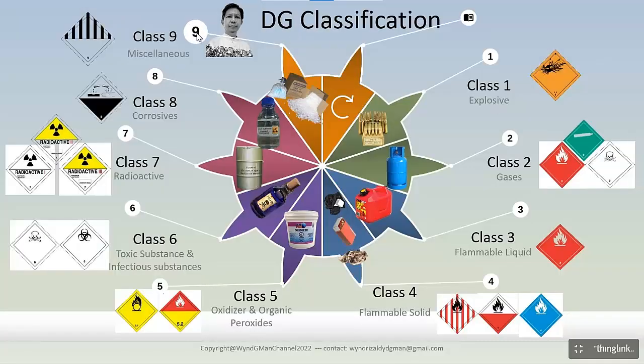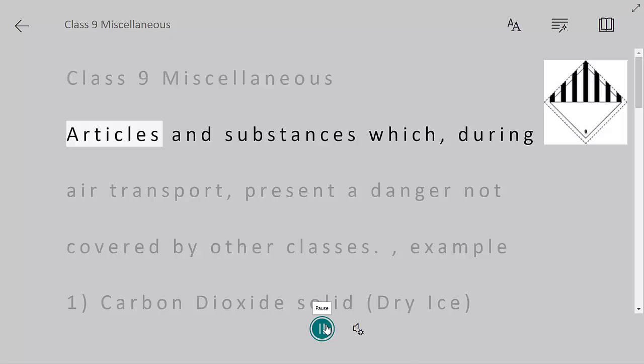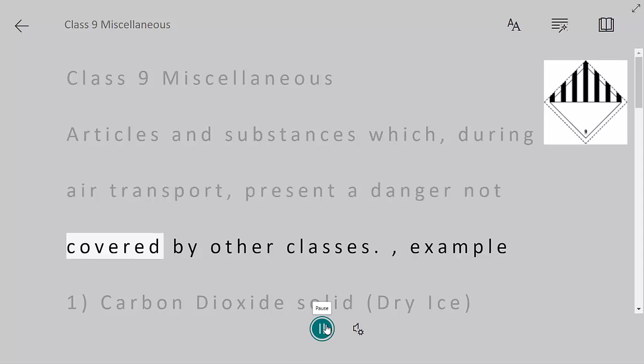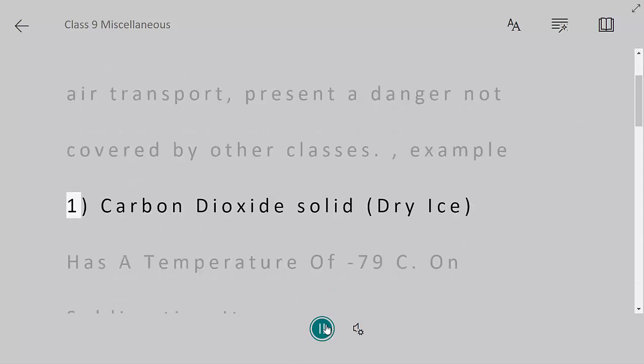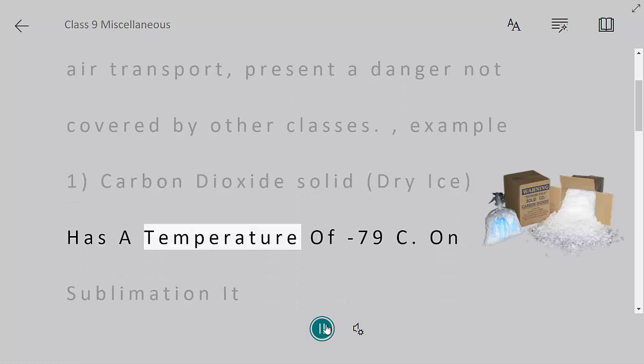Finally, Class 9. Class 9 miscellaneous. Articles and substances which, during air transport, present a danger not covered by other classes. Example 1: carbon dioxide, solid, dry ice. It has a temperature of -79 C.